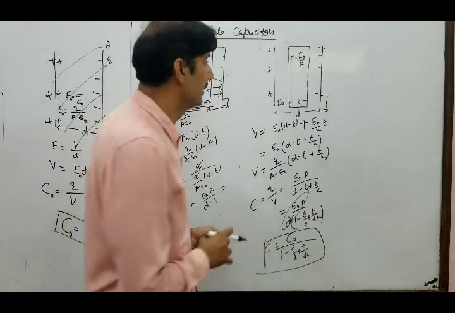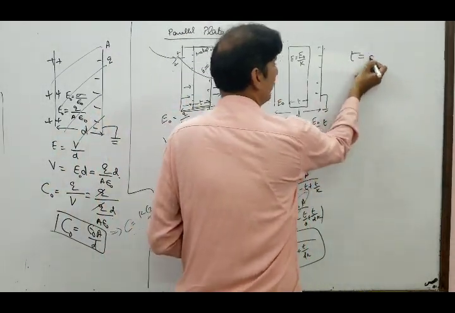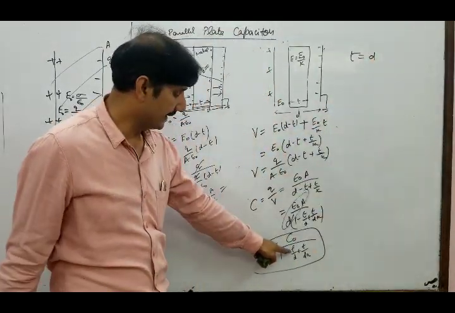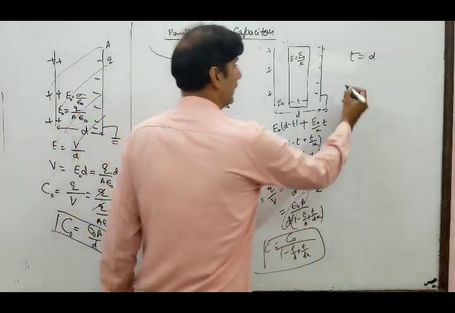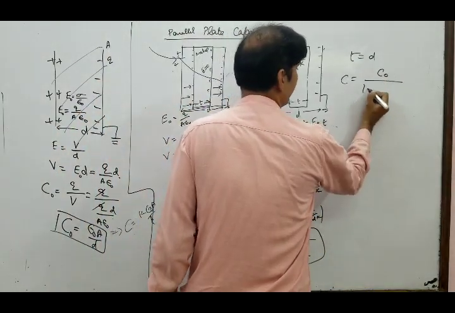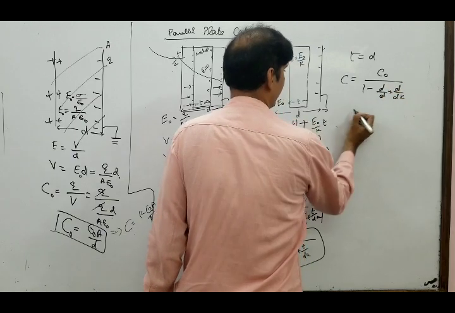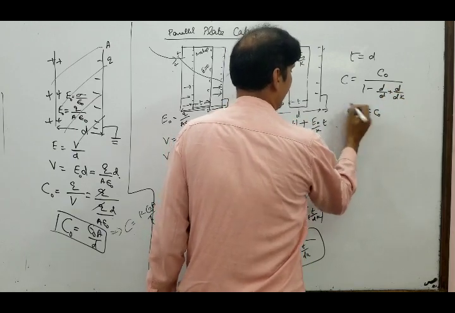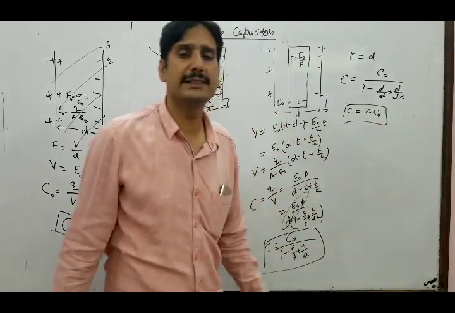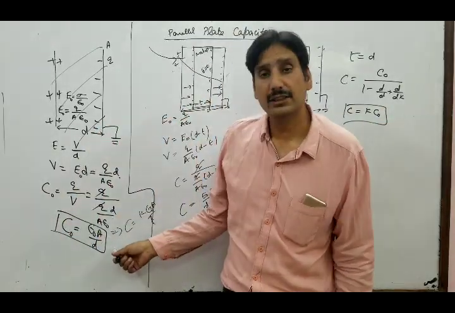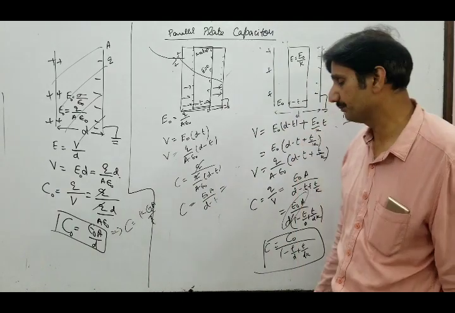Now again, we can do a similar special case. If T equal to D, just replace T by D, and what do you get? C is equal to C naught divided by (1 minus D by D plus D by DK). So basically, that means K times C naught. The capacity would increase K times as we got in the first place as such.